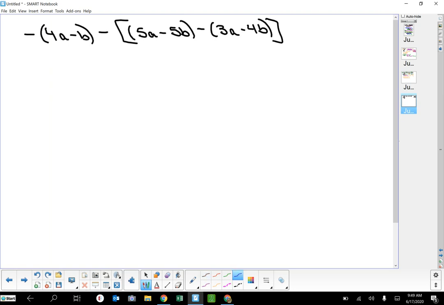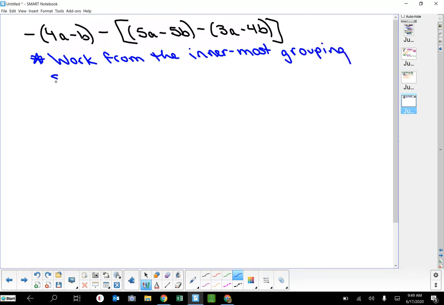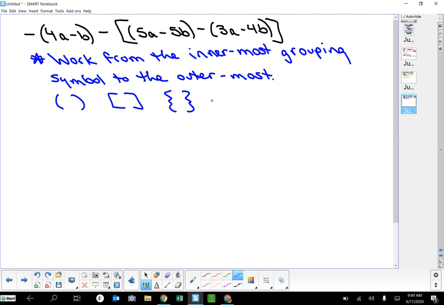Well, remember, a rule of thumb is always to work from the innermost grouping symbol. I don't want to say parentheses because the brackets are not parentheses, but they're a type of grouping symbol. Work from the innermost grouping symbol to the outermost. And you can eliminate or change them as you go. And grouping symbols are parentheses, brackets, braces.